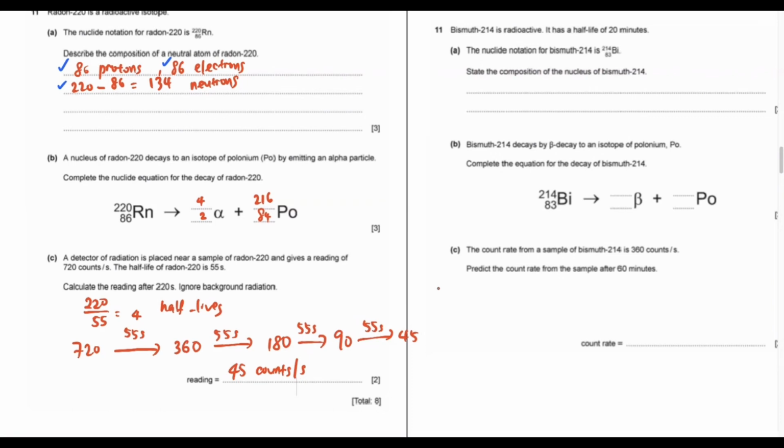Now, to find how many half-lives in order to get the answer, we have to divide the total time, which is 220, by the half-life, 55 seconds. We don't take the nucleon number, we take the total time. Sorry, sir, can you repeat, please? Take the total time. Take the total time, divide by the half-life, to get how many half-lives. Okay, sir. So the half-life is 55 seconds. Yes. Okay.